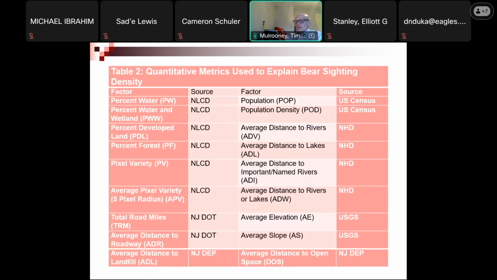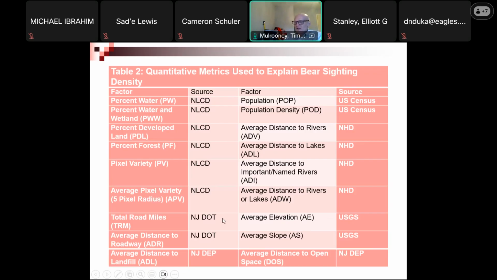Pixel variety is a metric that I really like because it has the number of different land cover pixels in an area. Because if I'm a bear and I just walk from forest to forest to forest to forest to forest, what are the chances of me running into a person? Really small. If I'm a bear and I have to go from forest to urban to forest to urban to urban to forest to water, what are the chances of me running into a person? A lot better. But these are all raster data.